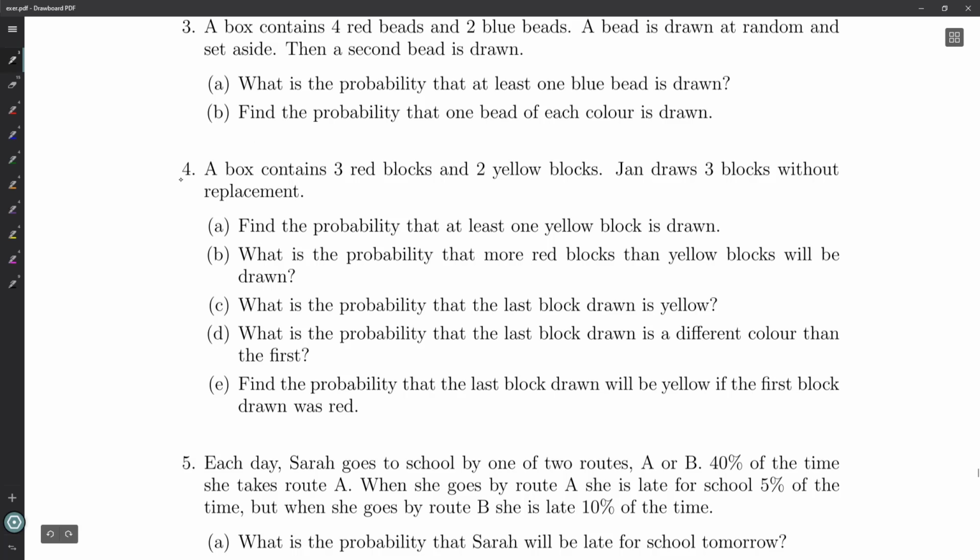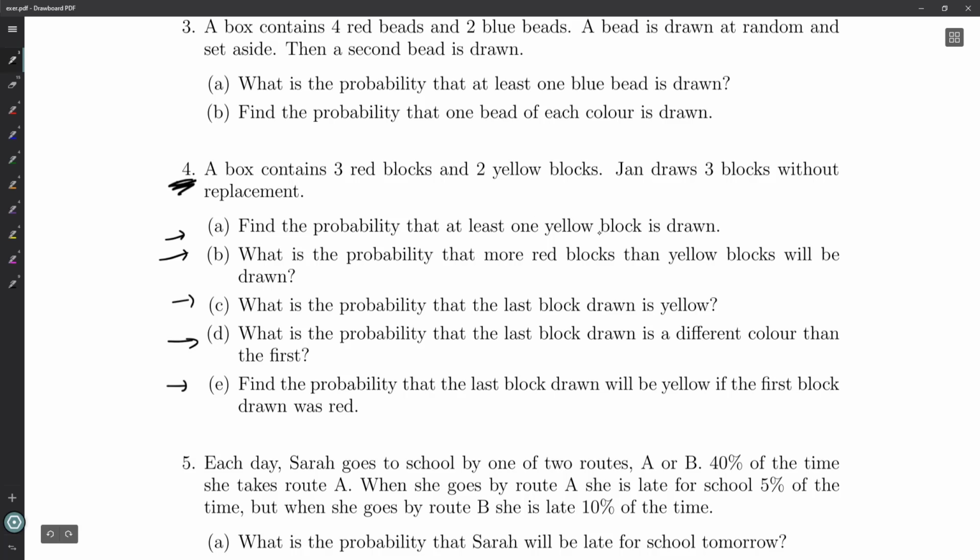Okay, 2.44b. What have we got? A box contains 3 red blocks and 2 yellow blocks. Jan, or possibly Jan, draws 3 blocks without replacement. And then we've got a series of questions here, A, B, C, D, E.